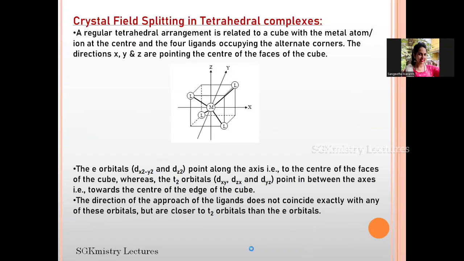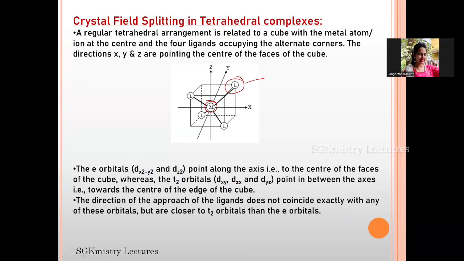Let us talk about tetrahedral complexes. Once you have understood octahedral complexes, it is very easy to understand, but there are a few changes. When I'm talking about a tetrahedral complex, the metal atom or the metal ion will be in the center. In comparison with the geometry of a cube, you can see that the ligands are placed in the alternative corners of the cube.